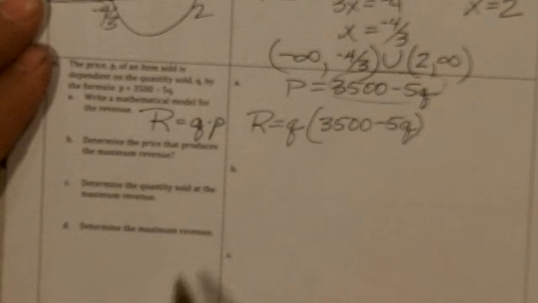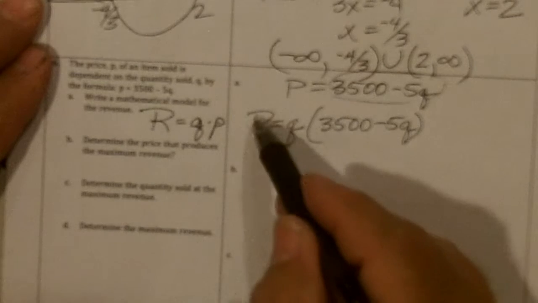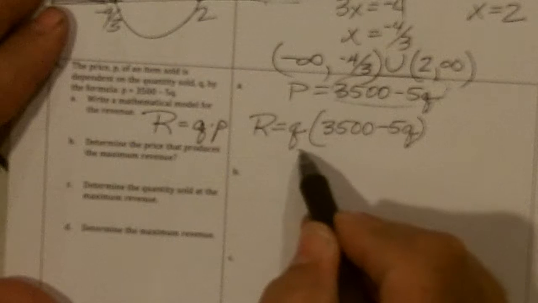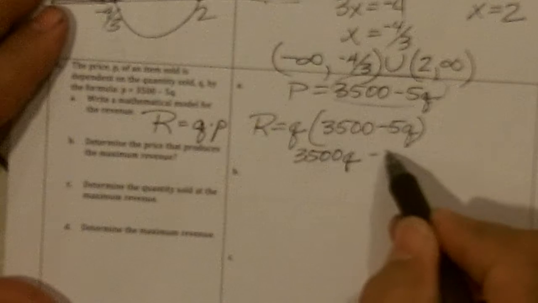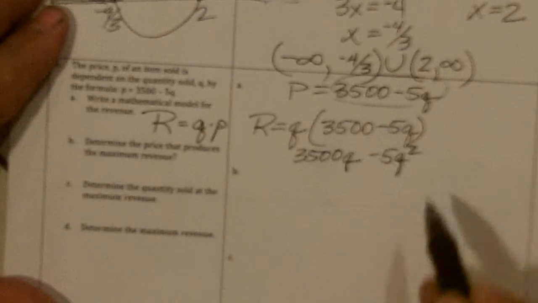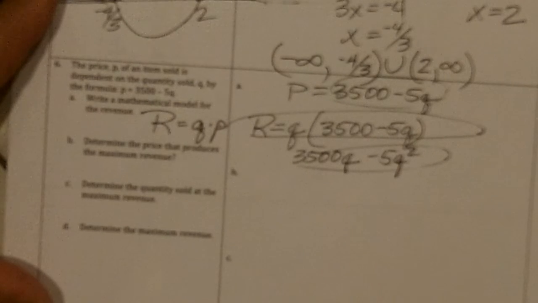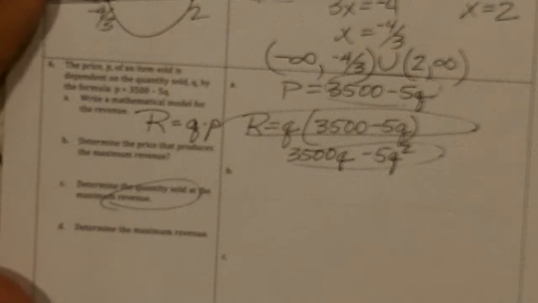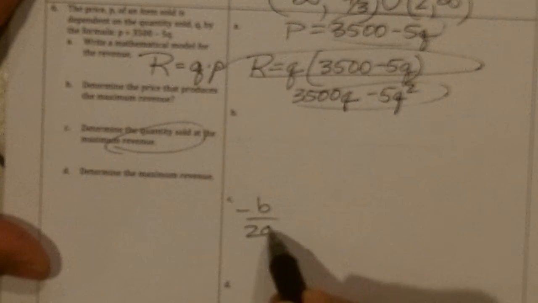This is a function of Q. So if I find the vertex, it's going to be Q for the x coordinate, and R for the y coordinate. And it's going to be 3,500q, distributing the q, minus 5q squared. So there's the model, or this one. And by finding the vertex, I'm going to be finding the q, the quantity that we want to sell. So I'm going to do negative b over 2a.